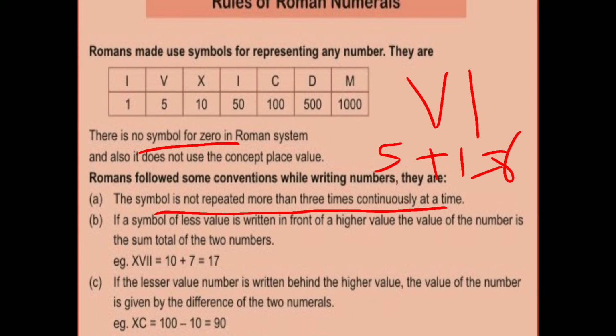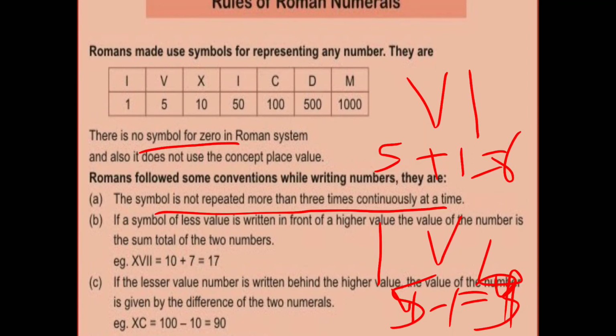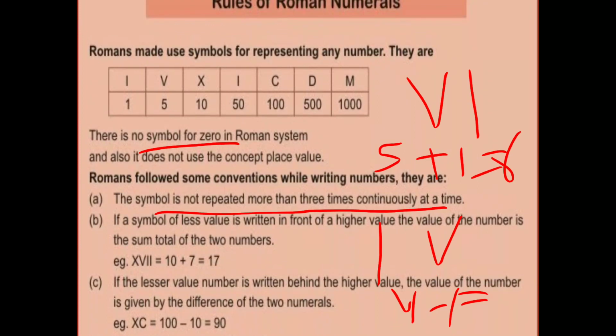And then, if the lesser value number is written behind the higher value, means the higher value is V and I write this I on the left hand side, then what do we have to do? IV is 4. In this case you have to subtract. So your answer will be 5 minus 1, which is 4. Clear? So these are the rules of Roman numerals.